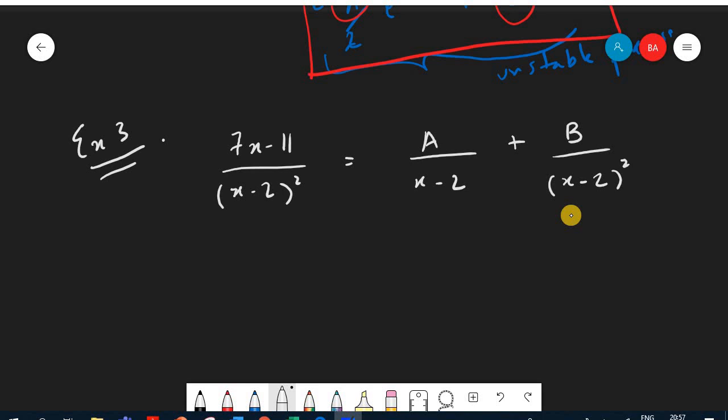We need to look at what is inside the bracket, which is to the power 1. And since one order less will be to the power 0, nothing will be sitting up here. So it doesn't go with the square here. It goes with what is inside the bracket. Great. So if I take the Laplace inverse of that, I'm going to get the answer as a e to the power 2t plus b.